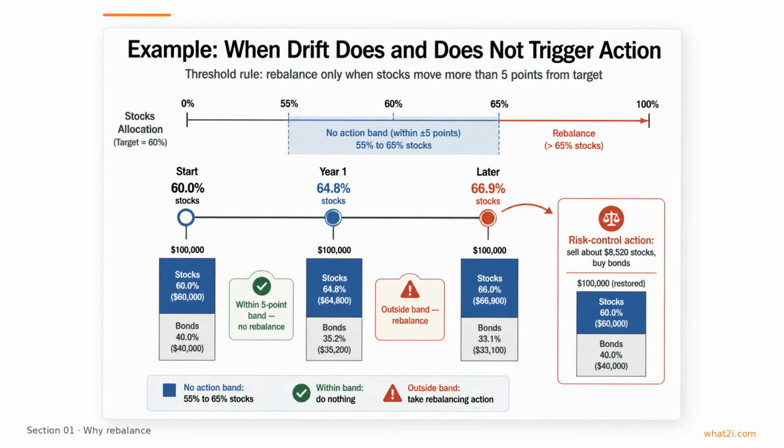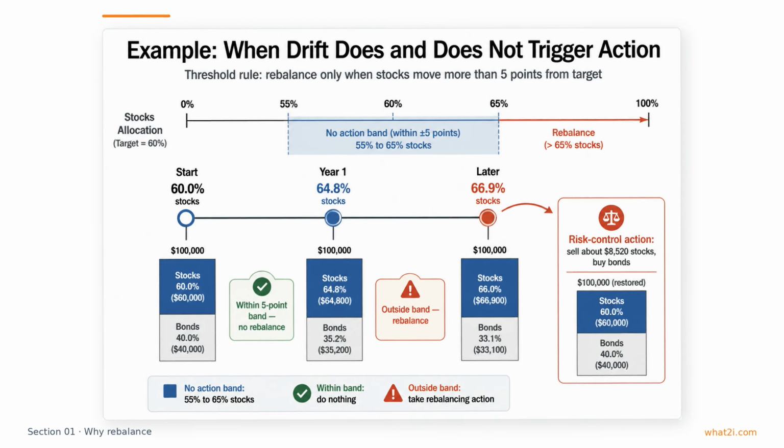Suppose a portfolio starts at $100,000 with 60% in stocks and 40% in bonds, and the investor allows stocks to move within a band of plus or minus 5 percentage points. After the first year, stocks rise to about 8%, which is still inside the 55 to 65% range, so no action is taken. After another gain, stocks reach about 9%, which is outside the band and therefore triggers a rebalance. At that point, the investor would sell roughly $8,520 of stocks and move that amount into bonds. The rule creates a clear line between normal fluctuation and drift large enough to justify trading.